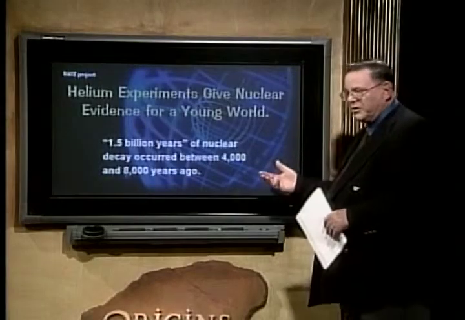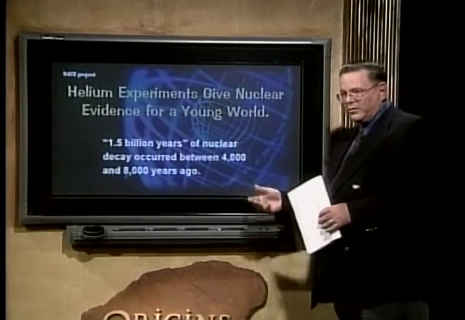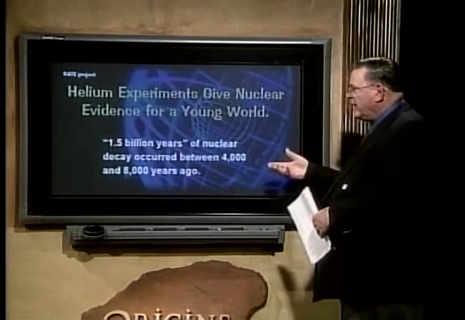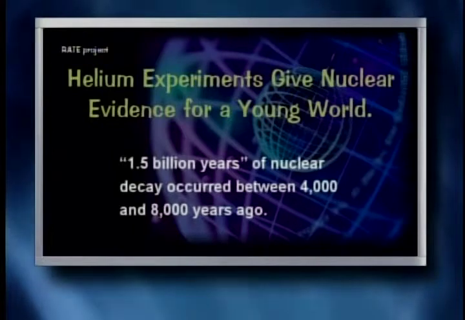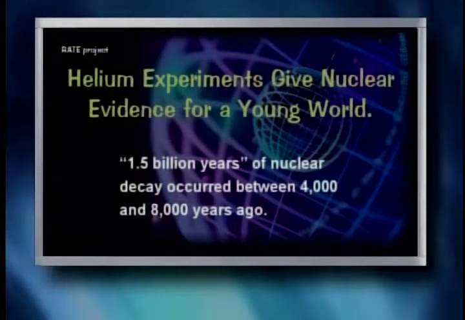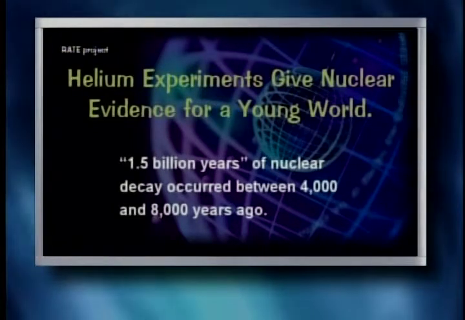The same thing happens to rocks, but it goes on much more slowly. The helium will actually escape out of these. Now, the bottom line result we found from these experiments, I'll just state this up front and then we'll talk a little bit more about it, was that the helium diffusion work we did indicated that the equivalent of 1.5 billion years of radioactive decay, nuclear decay, actually occurred between 4,000 and 8,000 years ago.